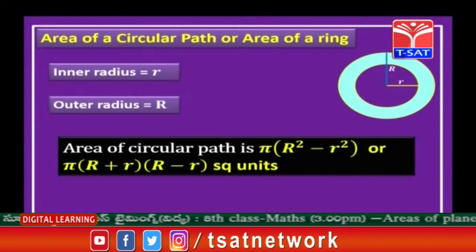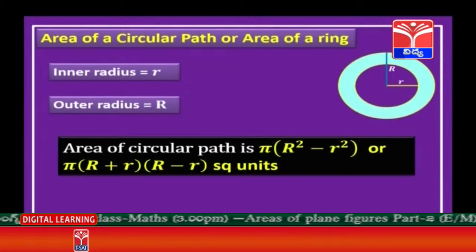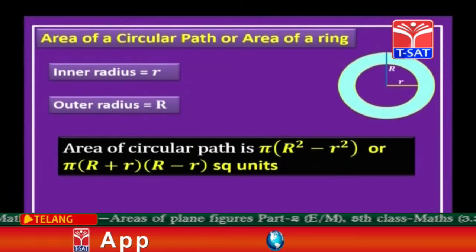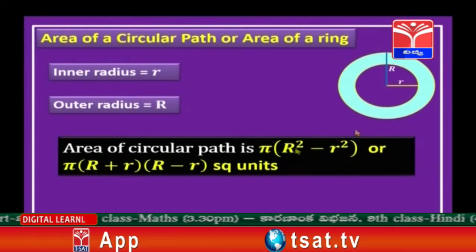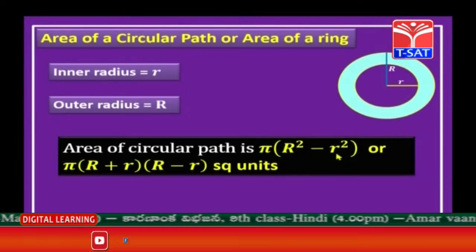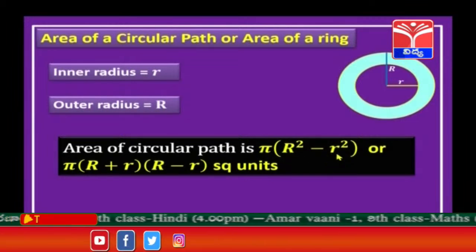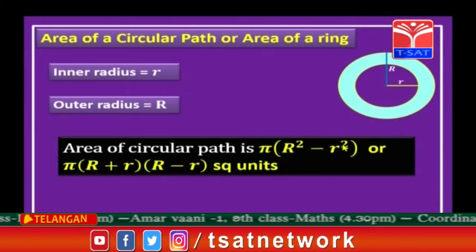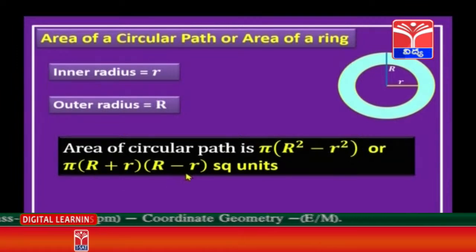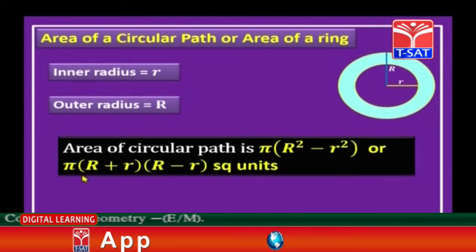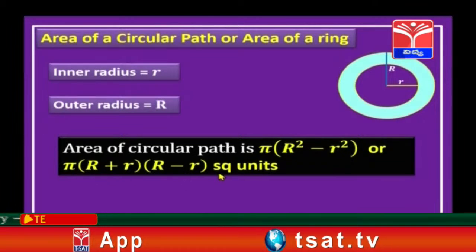Okay, children. Or even you can write the same formula as pi into capital R plus small r into capital R minus small r, because if you notice capital R square minus small r square, it is in the form of a square minus b square. So a square minus b square can be written as a plus b into a minus b. Okay, children. So you can use either this formula or this formula. Both represent the same.